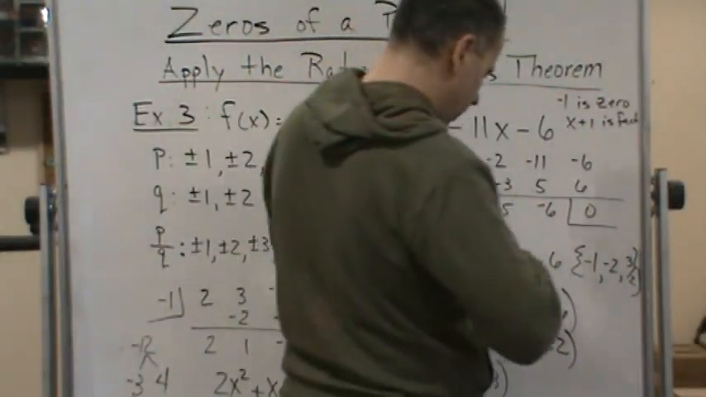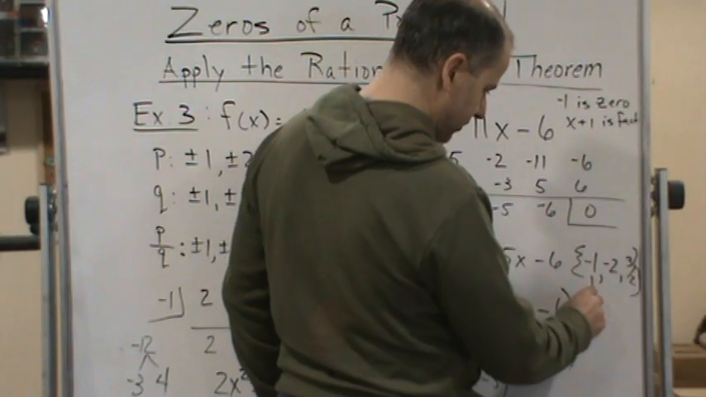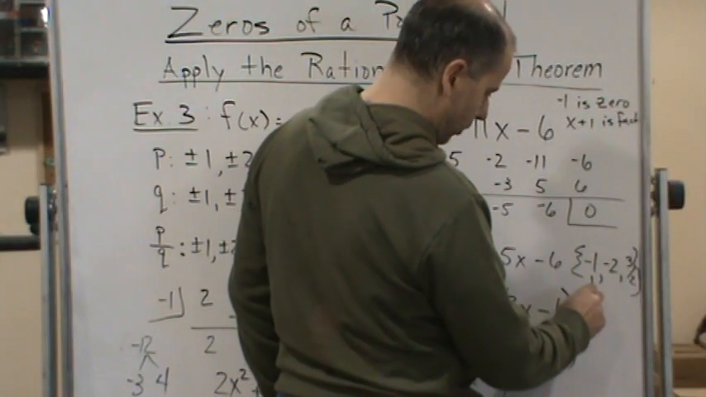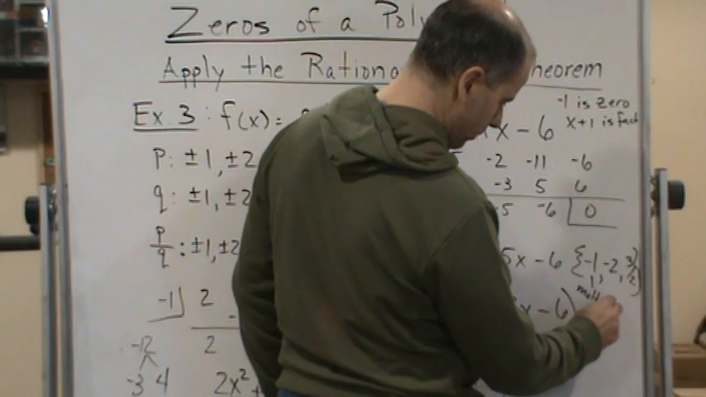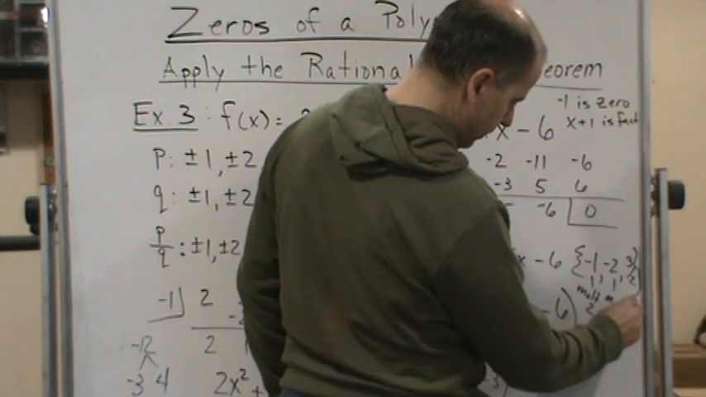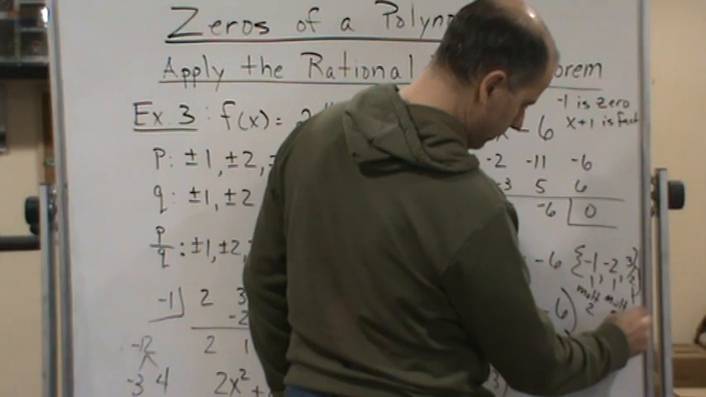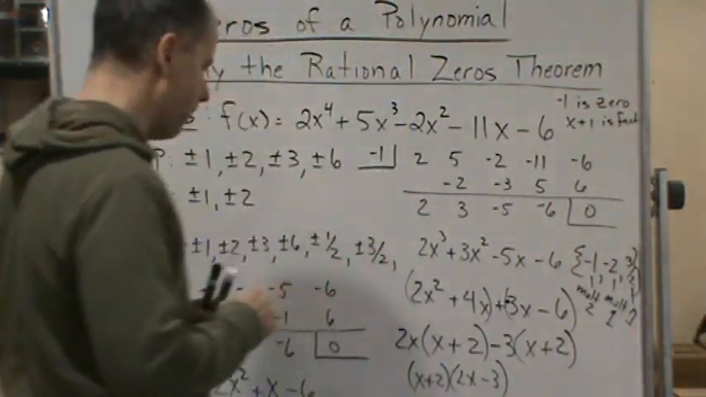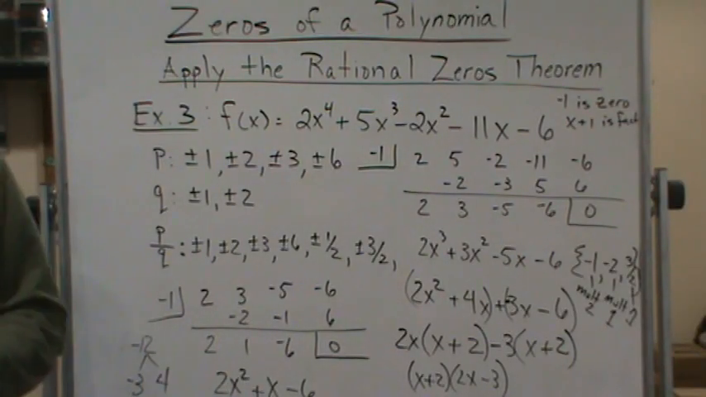Oh, and also, if you wanted to list the multiplicities, like they asked to do in this case, the zero of -1 has a multiplicity of 2, and the other 2 have a multiplicity of 1. So there are the zeros along with the corresponding multiplicities.